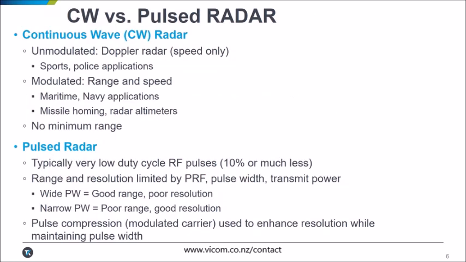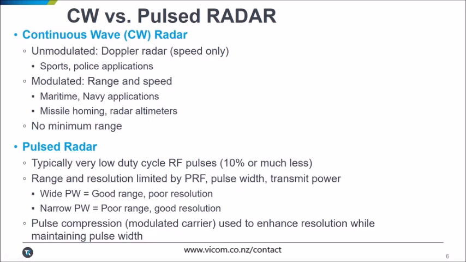Radar systems can use continuous wave, or CW, signals, or pulse signals. The CW radar applications can be simple unmodulated Doppler speed sensing systems, such as police or sports-related radar systems, or may employ some type of modulation in order to sense range as well as speed. Modulated CW applications have many specialized military applications. The range capability of CW radar systems is relatively short due to the RF and power requirements.